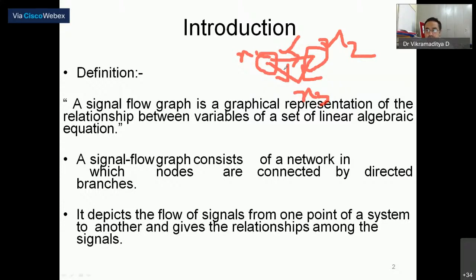So, in fact, it depicts the flow of signal from one point of a system to another, and thus establishes a relationship between the signals. So this is x1, this is x2. The branch is there with an arrow sign, so it indicates that the signal is moving from x1 to x2. Similarly here, this is x2, this is x3, and the arrow direction is this much. So what inference are you getting? The signal is moving from variable x2 to x3. And in the third case, the signal is moving from x1 to x3. So through the graph, it is very clear how the signal is traversing.